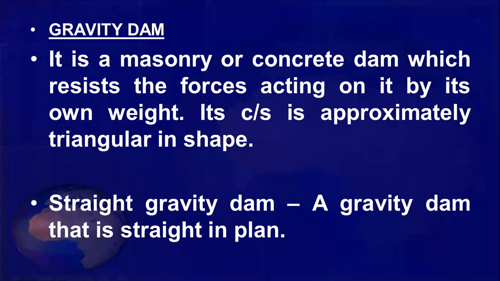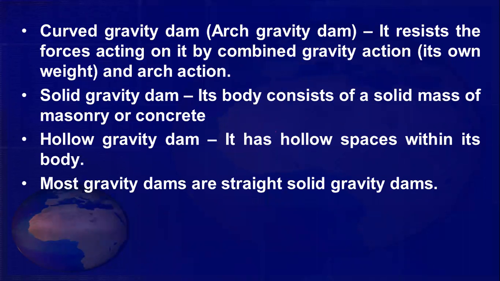So a straight gravity dam is straight in the plan. Curved gravity dams are one more subtype, that is the arch gravity dam. It means the dam resists the force by gravity action, but it is in curve shape. That's why it is called the arch gravity dam. It resists the forces acting on it by combined gravity action, by its own weight, and arch action. So the combined action is there.